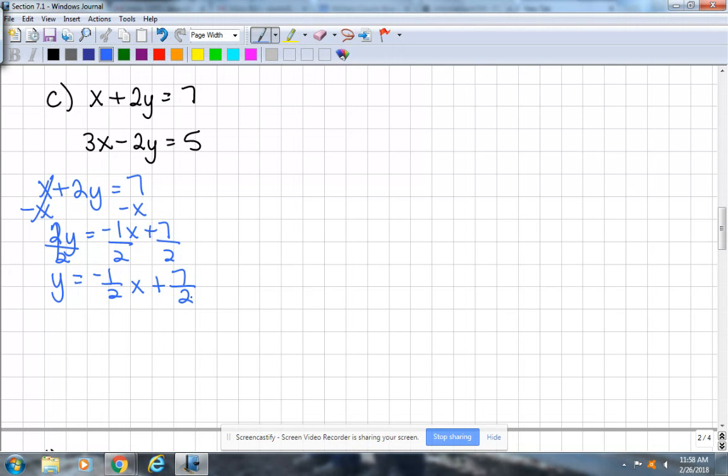Now, we're not going to let these fractions scare us or anything like that. We're just going to work them out just the best we can. 7 over 2 is the same number as 3.5 as a mixed number. So my y-intercept is 3.5.